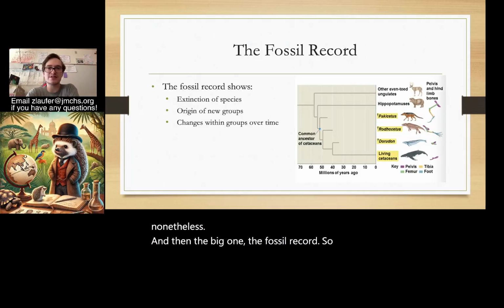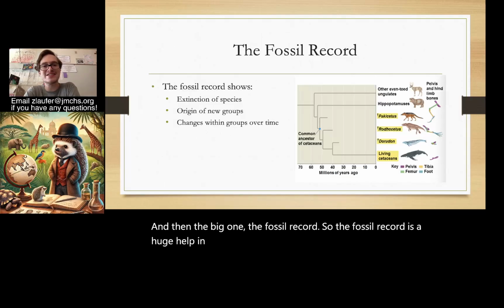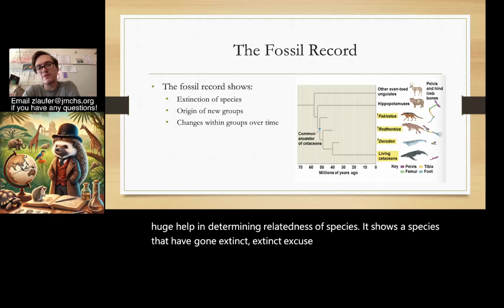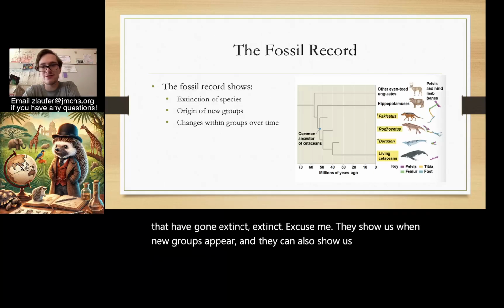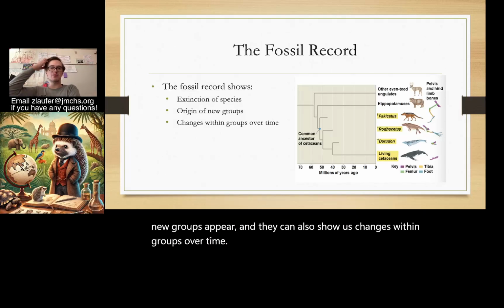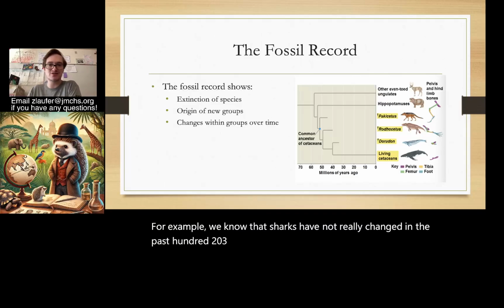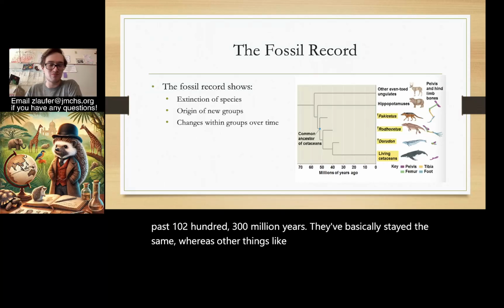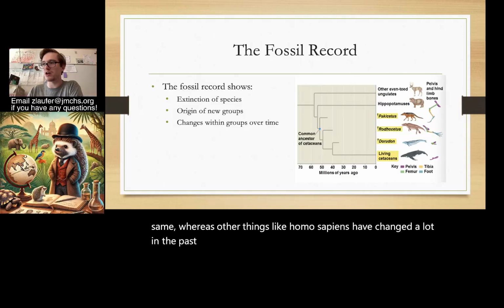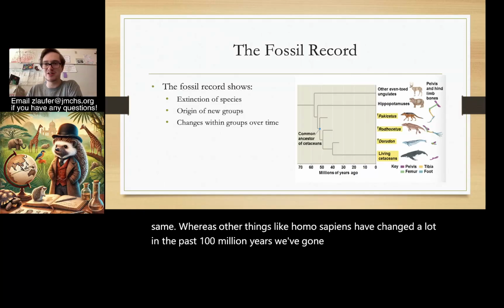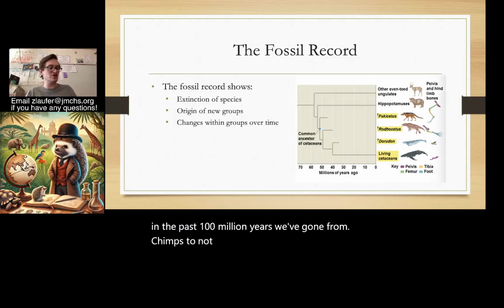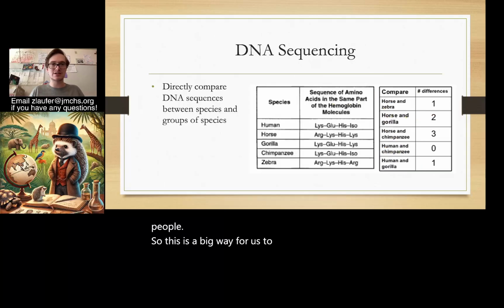And then the big one, the fossil record. So the fossil record is a huge help in determining relatedness of species. It shows us species that have gone extinct. It shows us when new groups appear, and it can also show us changes within groups over time. For example, we know that sharks have not really changed in the past 100, 200, 300 million years. They've basically stayed the same. Whereas other things like Homo sapiens have changed a lot. We've gone from, well, not chimps exactly, but essentially chimps to people. So this is a big way for us to actually see this.